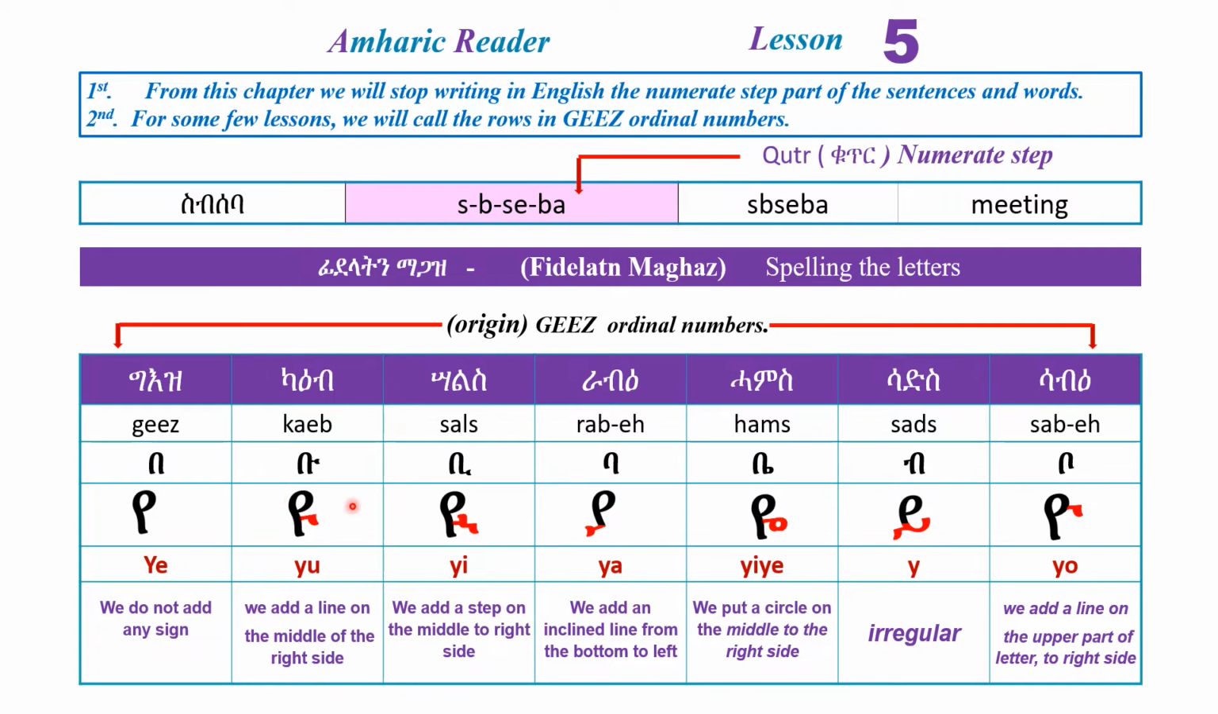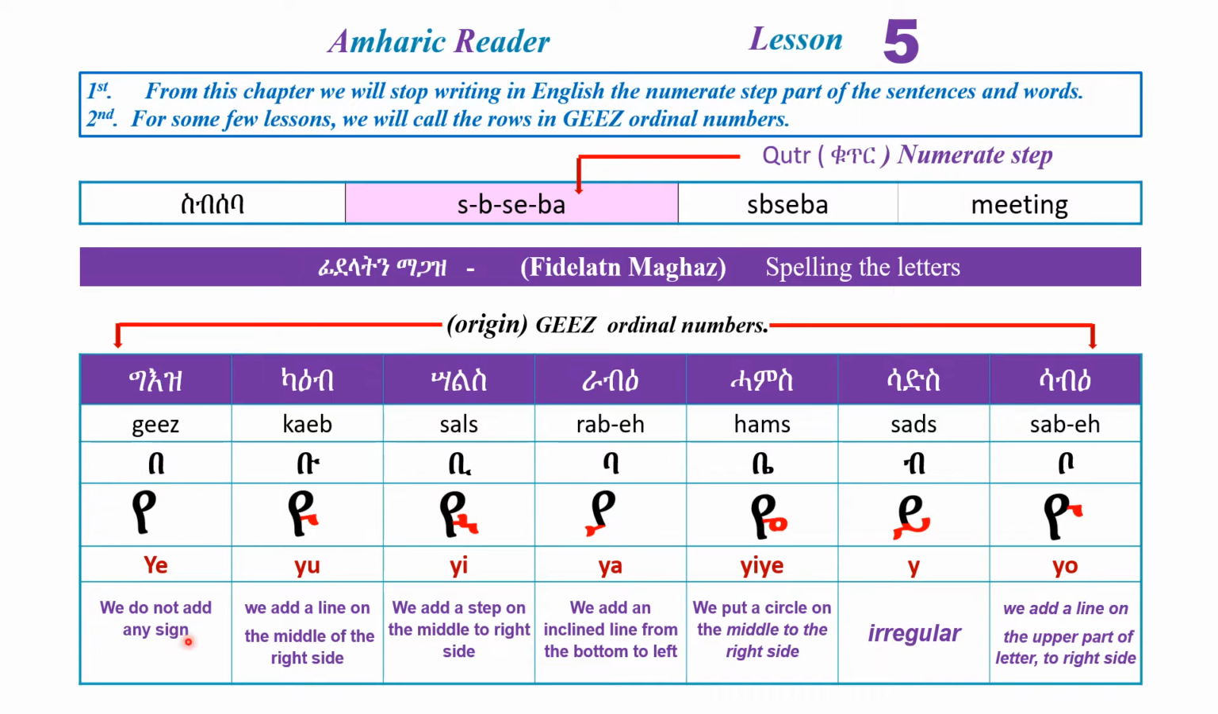Ye, Yu, Yi, Ya, Ye, Yo. Let us see how we put the signs.